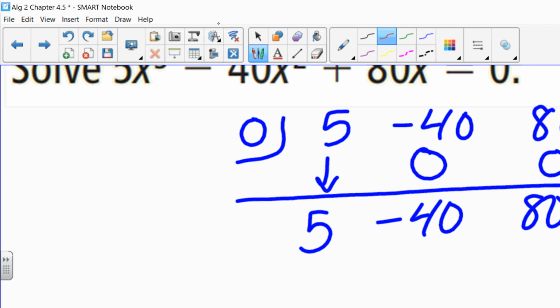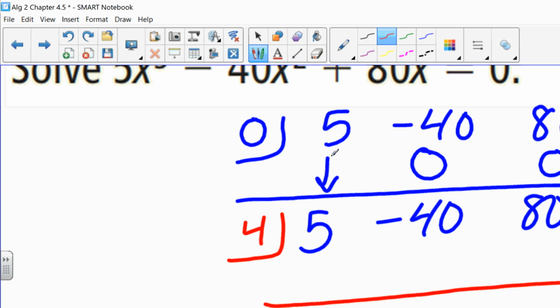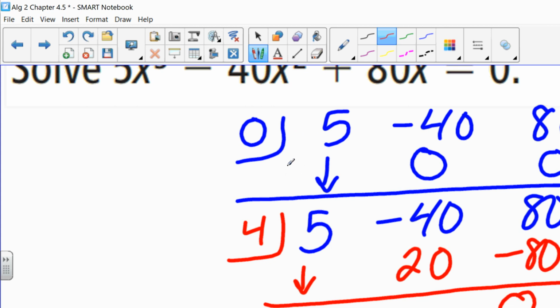Any questions on this so far? Now we can do this again with 4. We can bring down the 5. Now 4 times 5 is 20. Negative 40 plus 20 is negative 20, and 4 times negative 20 is negative 80. And 80 plus negative 80 is 0.